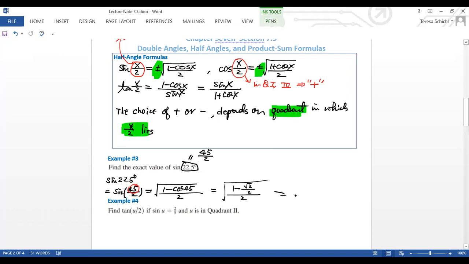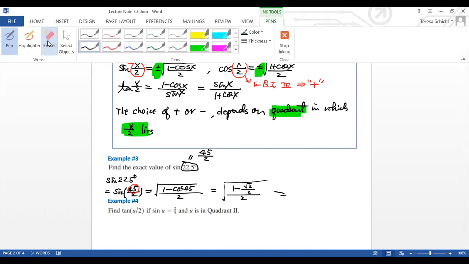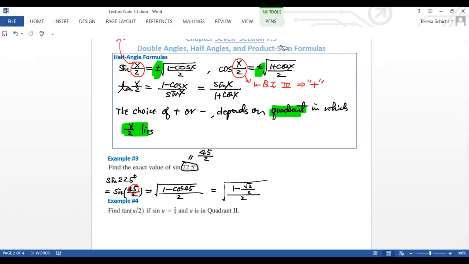Okay, so now if you simplify it a little bit, this is a 2, so find the common denominator. So this is 2 minus square root of 2, and here you have a 4. This is 2 minus the square root of 2. So the 4 comes out, so it's 1/2 times the square root of 2 minus the square root of 2.